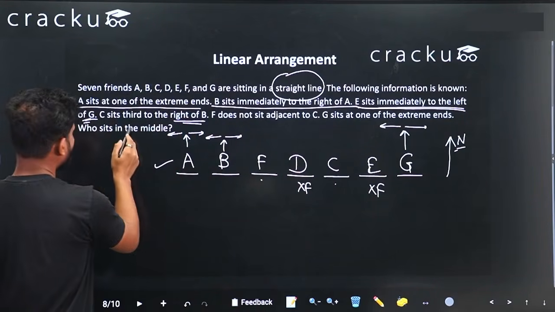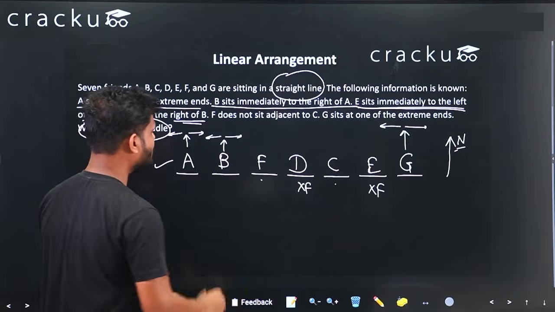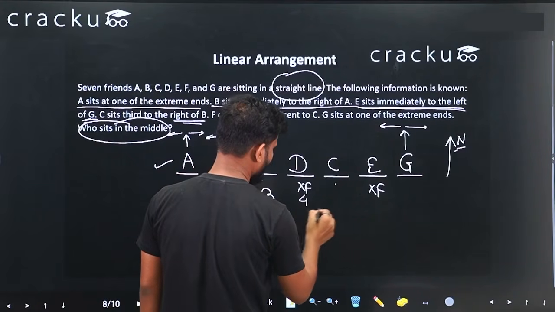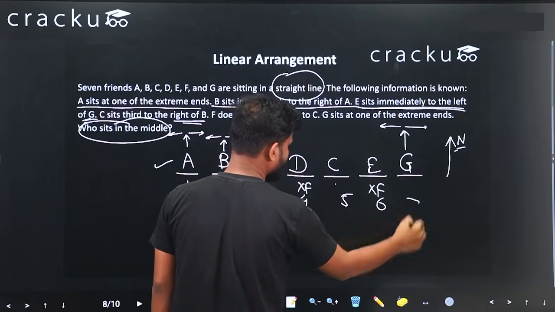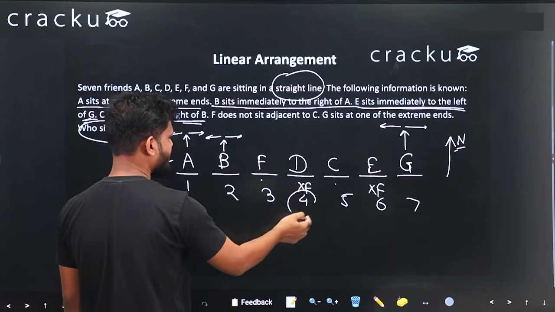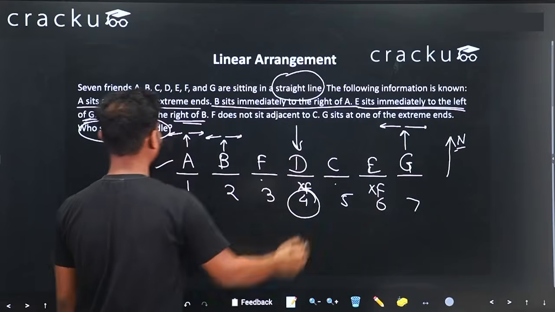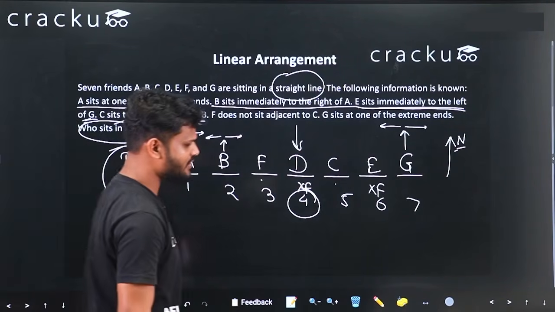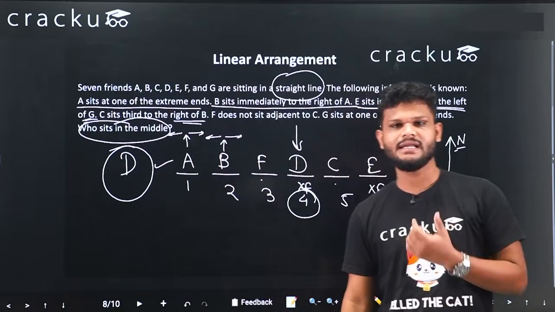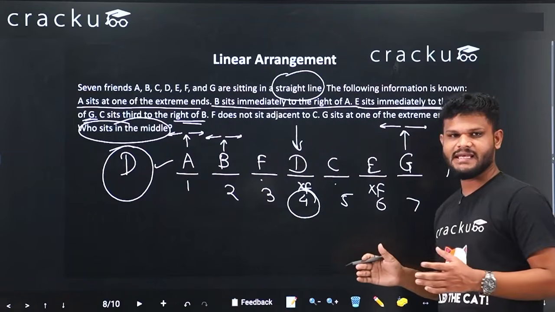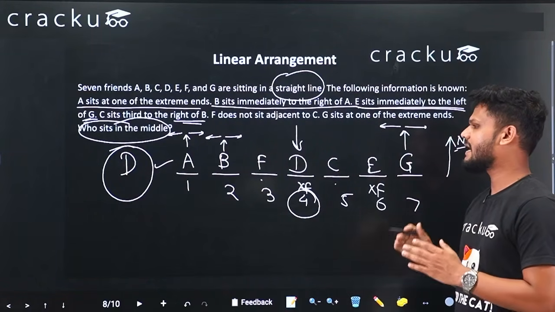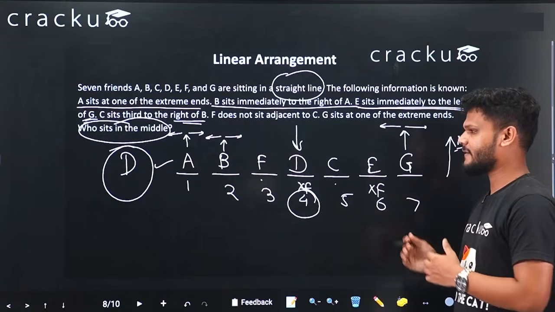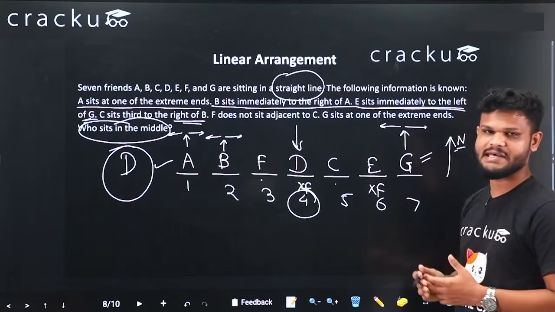What are we asked? Who sits in the middle? Count how many seats are there. 1, 2, 3, 4, 5, 6, 7. Which is the middle number? This is the middle number. And who is sitting there? D. So D is sitting in the middle. This is the correct option. So this is how you solve the linear arrangement set. First make the cases based on the clues and then test those cases which are correct. So this is how you solve any linear arrangement set.